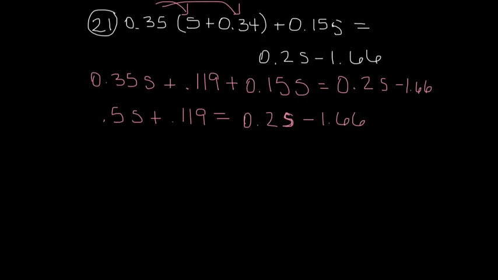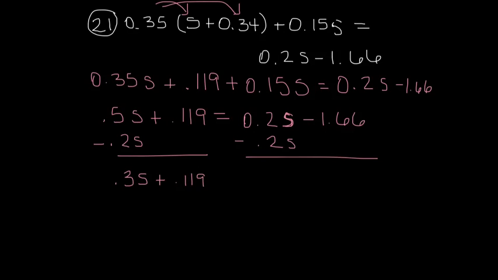Okay, if I want to move my terms over, I would subtract 0.2s from both sides, and 0.5s minus 0.2s just gives us 0.3s. I still have the plus 0.119. My 0.2s's cancel, so that gives me equals negative 1.66. Now I can subtract my 0.119 from both sides.